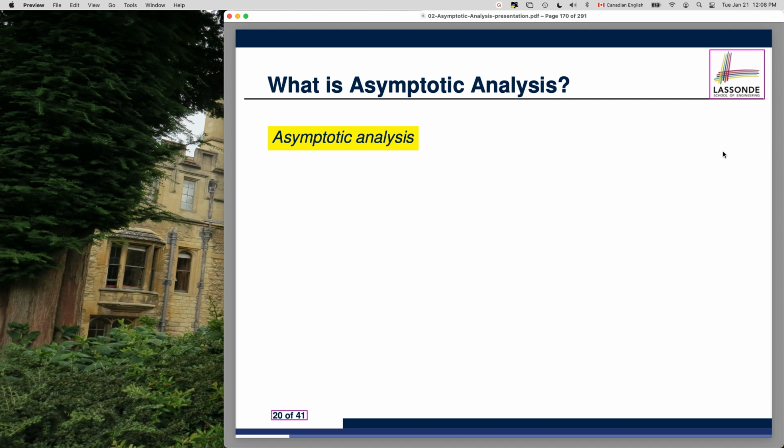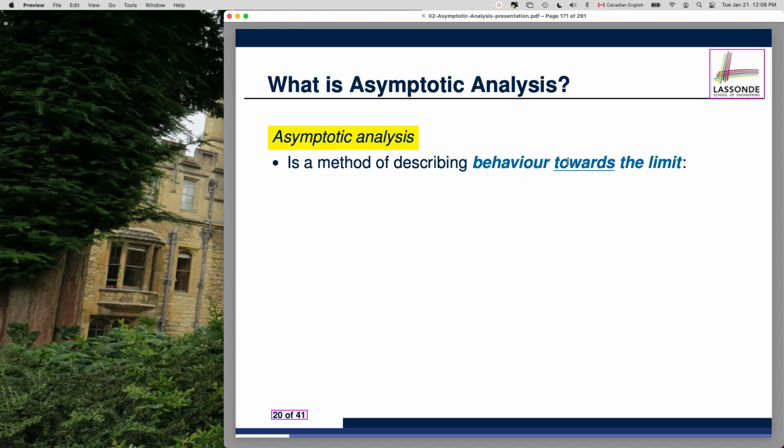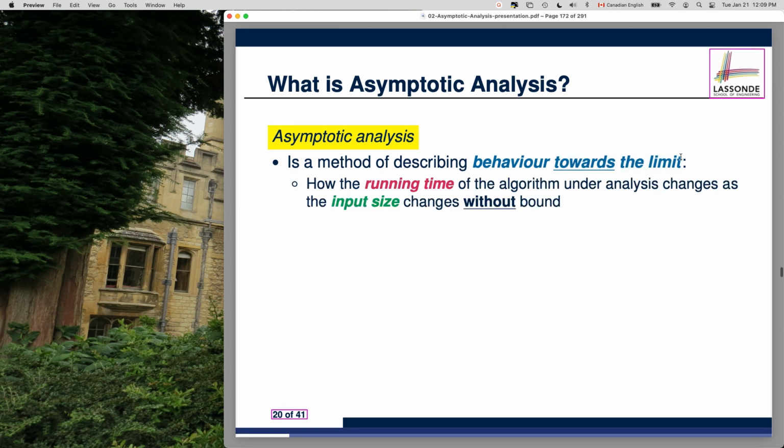Okay, asymptotic analysis. As I mentioned a few times, it's really about analyzing the behavior of your function, how the function grows towards the limits, infinity, really. So we don't even worry about small input sizes like 100, 1,000, or even 1 million. We are really thinking about what happens towards infinity, towards the limits. So without a bound, right? That's the kind of analysis we're doing.